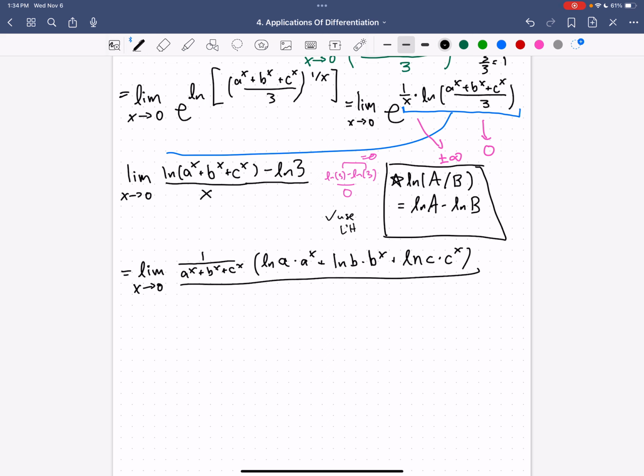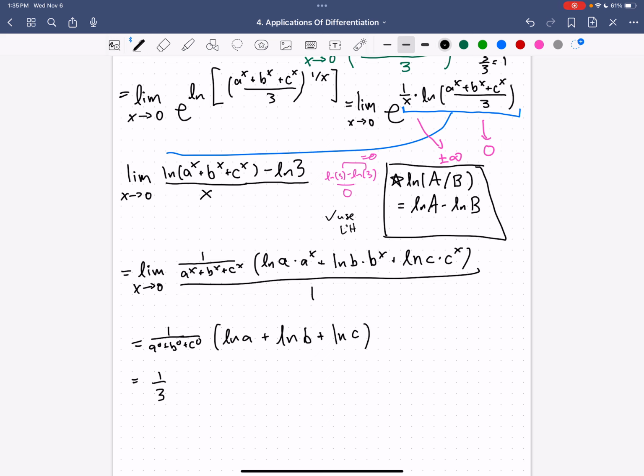Then, the natural log of 3, by the way, that's a constant. So the derivative of that is just 0, so we lose that. And then the denominator, we've got 1. And we can check again to see if we've got an indeterminate form, and we do not anymore. If we actually just plug in x is equal to 0, we see that we get 1 over a to the 0 plus b to the 0 plus c to the 0. That's just going to be 1 over 3. And then in here we get log of a plus log of b plus log of c. So we can call this 1/3.